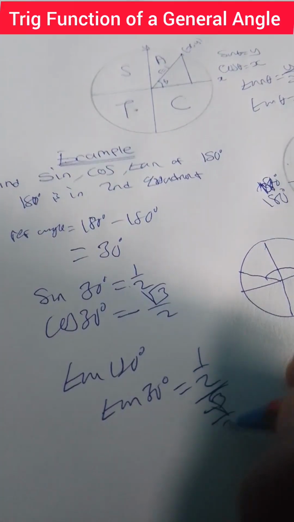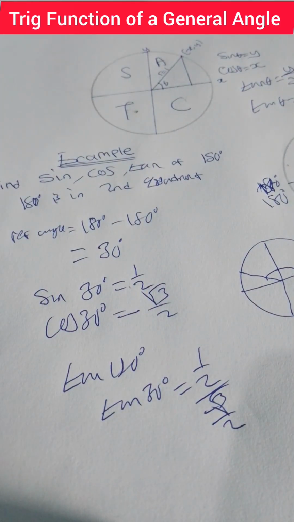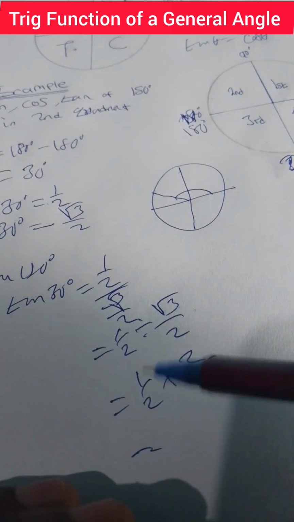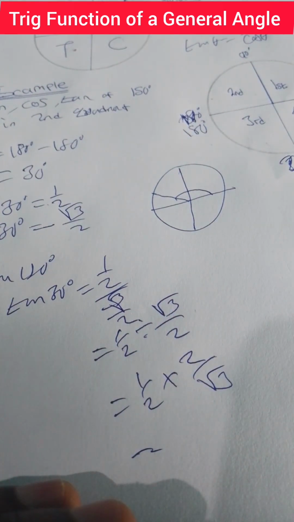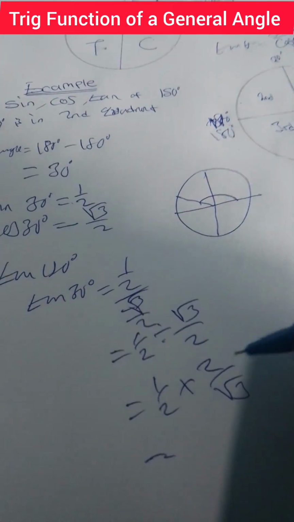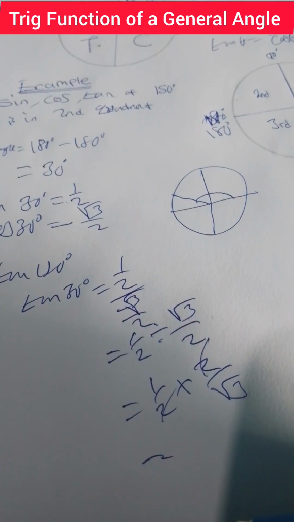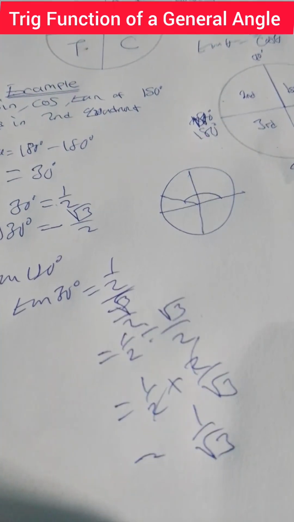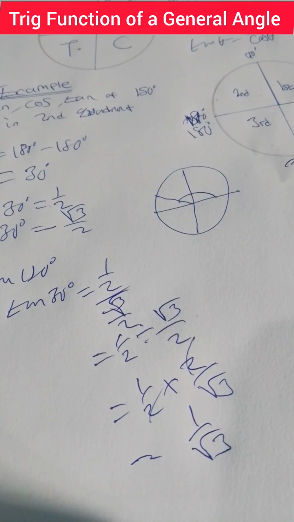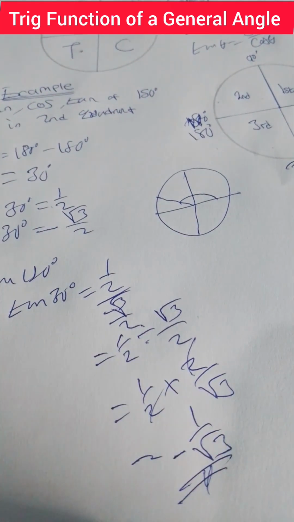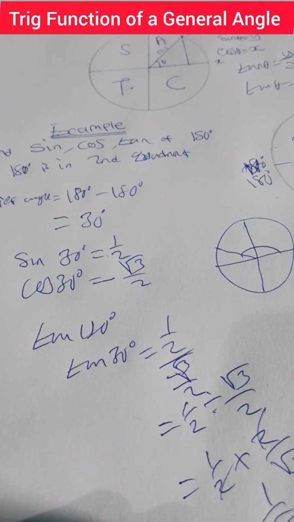So therefore we solve this question. It's going to be 1 over 2 divided by root 3 over 2, which is 1 over 2 times 2 over root 3. This one and this one will cancel. At the end, the answer we find is 1 over root 3. Now the question we should ask is: is tan positive in the second quadrant? No, it's negative. So our final answer will be negative. So that's all about the general angles.